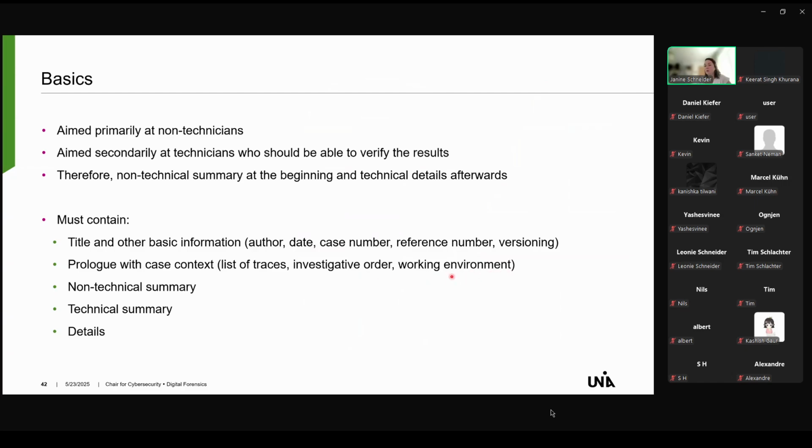This is especially important because maybe someone wants to repeat your analysis, and then the person has to know where your results come from. Like, how can we come to the same result? For that, we need the working environment. Then we have the non-technical summary, the technical summary, and then the details.